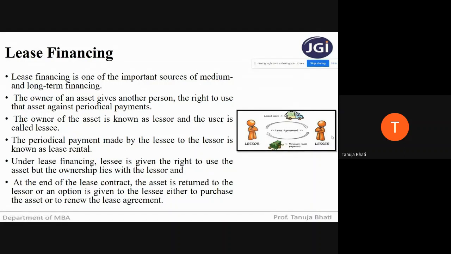Now, suppose the lease is taken for 10 years, and this entire process goes on for 10 years. After 10 years, an option is given to the lessee. Either the lessee can return the asset to the lessor, or purchase the asset from the lessor, or renew the lease agreement. So this is the entire process of lease financing, where the lessee, instead of making a heavy investment, can use an asset by taking it on lease and just paying lease rentals. This is one of the sources of lease financing.